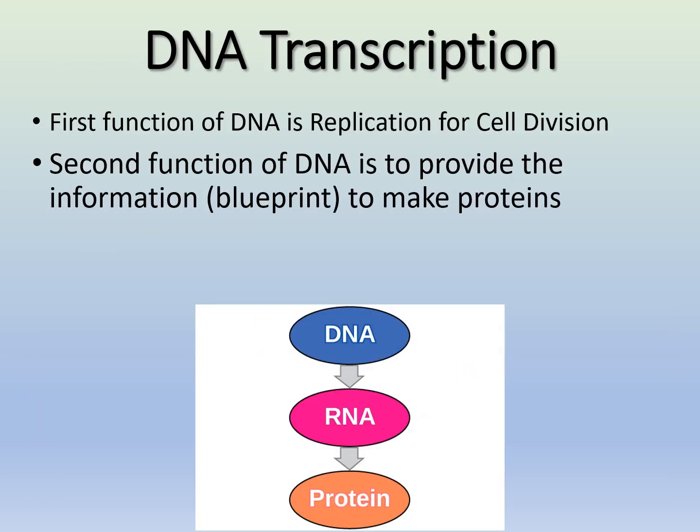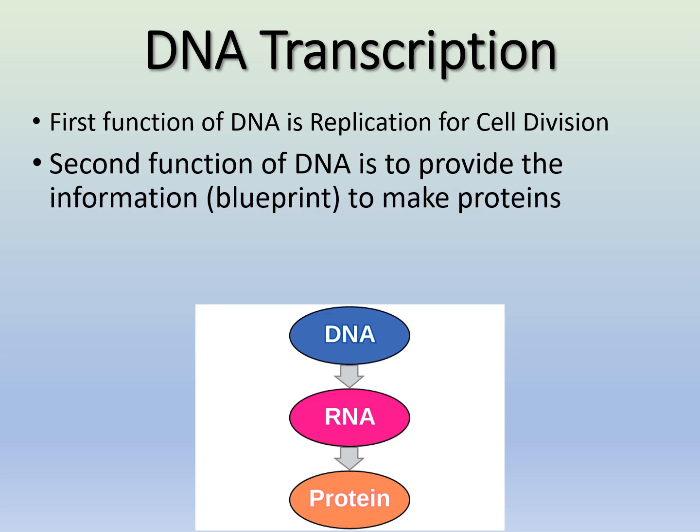Last week we talked about the first function of DNA, which is replication. We undergo DNA replication during the cell cycle, during interphase. We have to replicate our DNA to be able to undergo cellular division, whether that's mitosis or meiosis. We need to replicate the DNA first, making an exact copy of our DNA so that we can split it into 2 or 4 different cells, depending on if we're doing mitosis or meiosis.